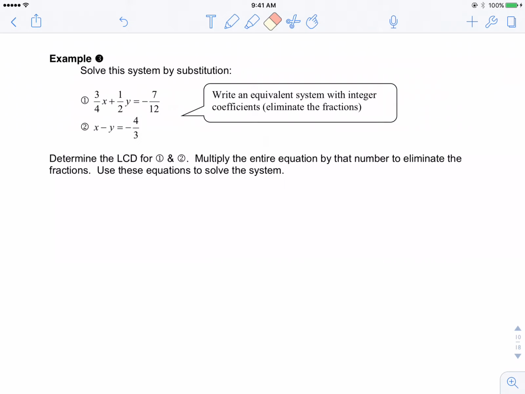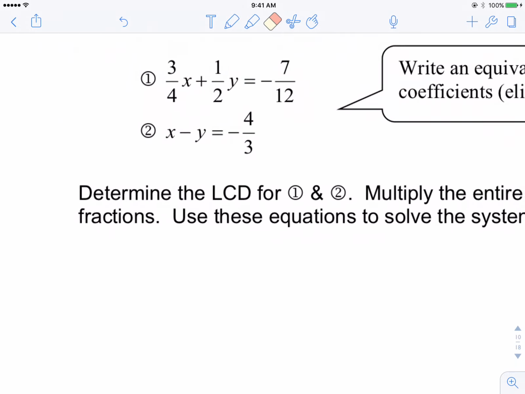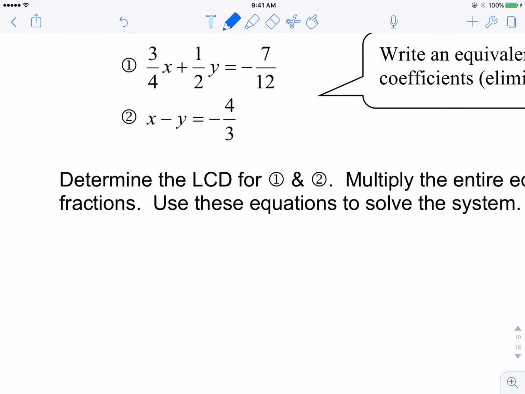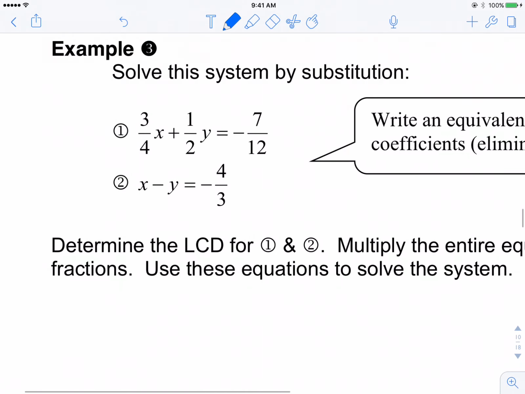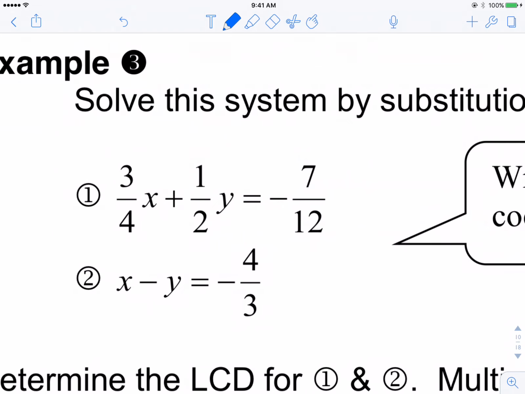Okay? So the first thing we need to do is write equivalent equations with integer coefficients. We want to get rid of those fractions. We could work with the fractions, but fractions cause a lot of grief. Okay? So the first step is to multiply each term in that equation by the common denominator of all of the terms. So let's look at equation 1. What is the lowest common denominator for equation 1?